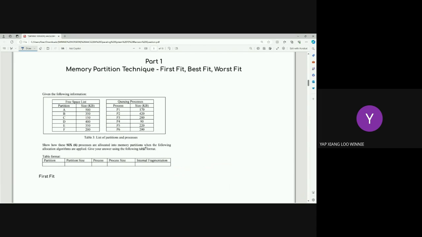Now, go into the first one, which is memory partition technique. In this chapter, you will learn about the fixed partition and also dynamic partition. Make sure you know what they are first. For this question, if they didn't mention it, we are just going to treat it as a fixed partition. And right here, you have your free space list and the queuing process.